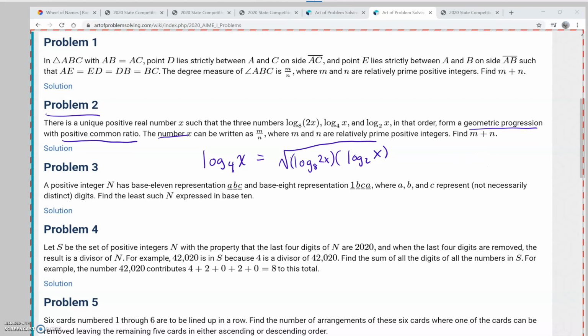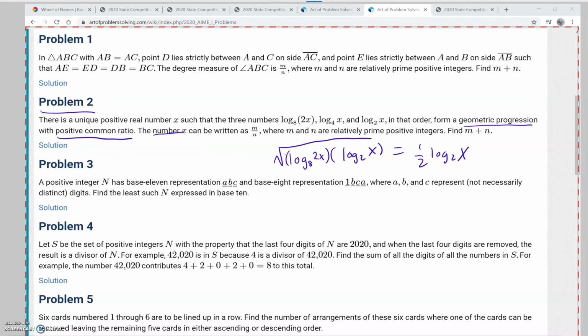Okay, so we can use this here. We can use this also for log base 4 of x. And for log base 4 of x, you're going to get that log base 4 of x is equal to 1/2 log base 2 of x. Okay, so let's remove this left part here, and let's square both sides to get rid of this nasty square root.